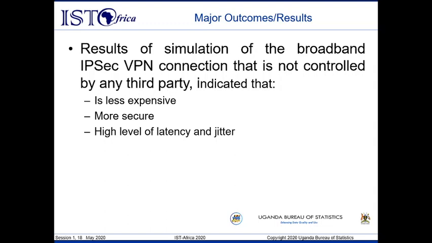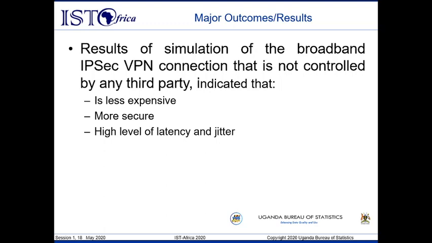The major outcome of this research included results of a simulation of the broadband IPSec virtual private network connection that is not controlled by any third party. This indicated that it is less expensive to design such a network. It is more secure because it doesn't have any connection to a third party. The other outcome was that there is a high level of latency and jitter in having this local network done locally.